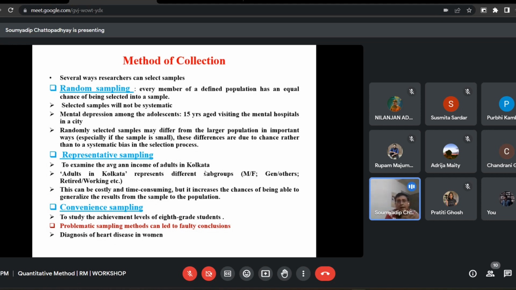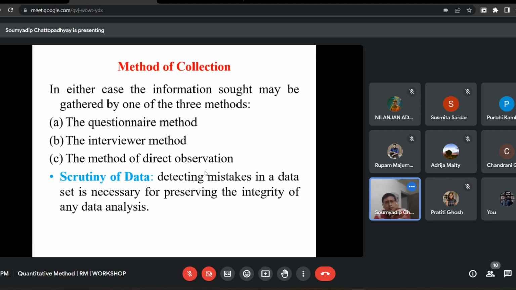So when doing this kind of calculation, or while considering this kind of method of collection of data, you have to be very careful about the method of collecting data. That might be, as I mentioned, random sampling, representative sampling, or convenience sampling. Now, in any of these cases, there are basically three methods by which one can gather information. One is the questionnaire method. Again, there are various issues which we need to keep in mind while framing the questionnaire. Apart from that, there is the interview method, and also the method of direct observation.